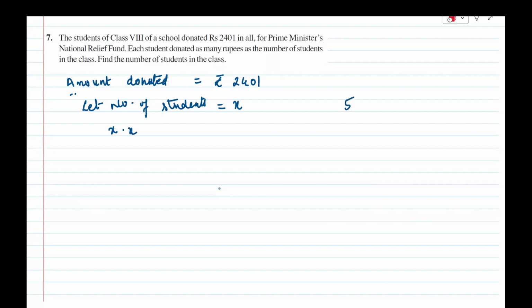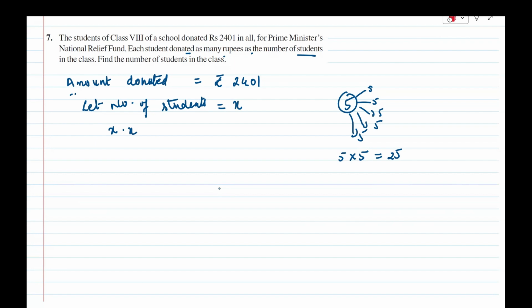See, if I have 5 students, each student is donating 5, 5, 5, 5 and 5, because the statement says each student donated as many rupees as the number of students. So if 5 students are there, each student donates 5 rupees. If 10 students are there, each student will donate 10 rupees. So how much is it here? 5 students, each student giving 5, so 25 rupees.